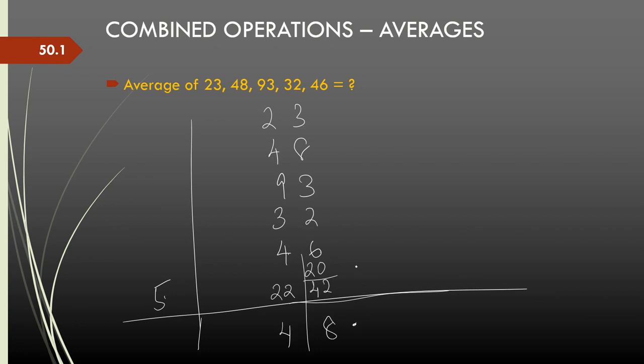Then I have the decimal point. Let us assume there is a 0, and the 20 goes here, and 20 divided by 5 gives me 4. So the average is 48.4. You can see that at each place value we do the sum and then divide it by 5. Now I don't have to necessarily write it vertically, I can just have the numbers as they are and add as well.